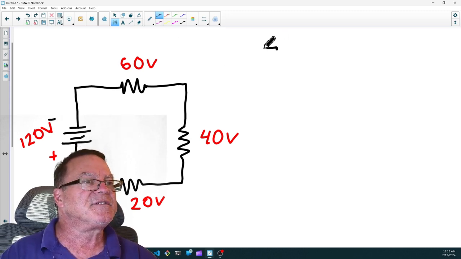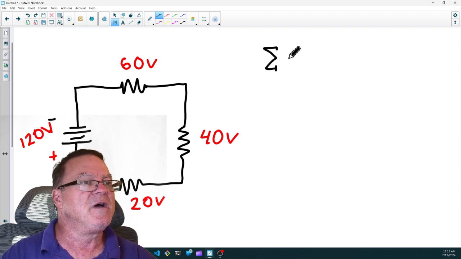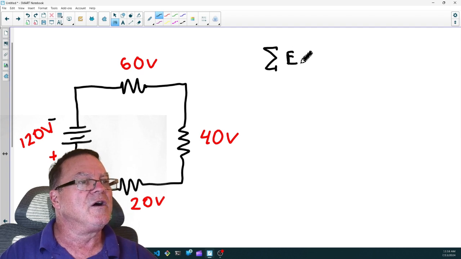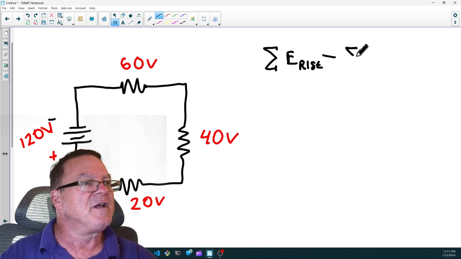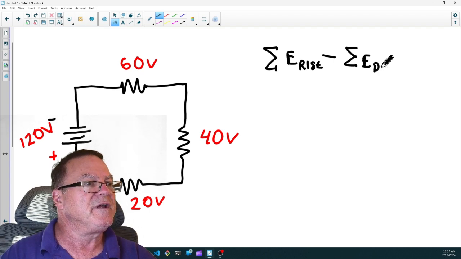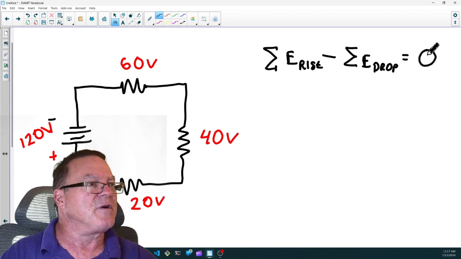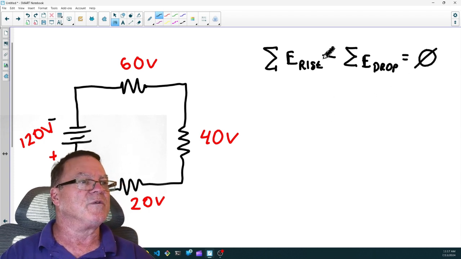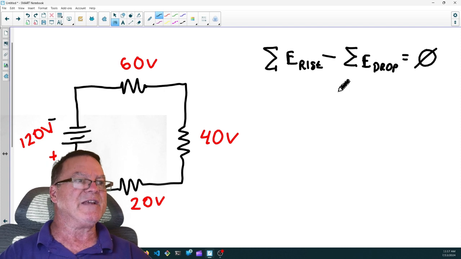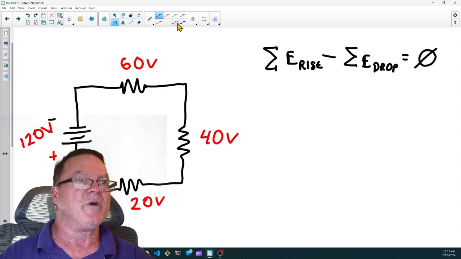Basically, he said the sum, and this is sigma, it's used for sum, of voltage rises minus the sum of voltage drops in a closed loop equals 0. In other words, the rises and the drops must equal each other in a closed loop.